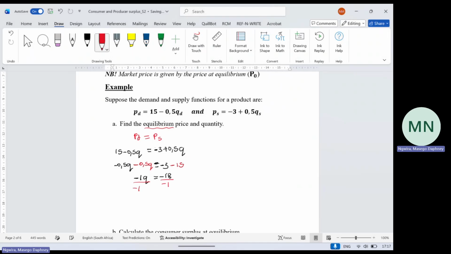Divide by negative 1. And then now my Q is going to be equal to a positive 18. All right, so that's my equilibrium quantity. So now I have to look for my equilibrium price. So remember, equilibrium, it's Q0, okay? So then now I'm going to look for my equilibrium price.